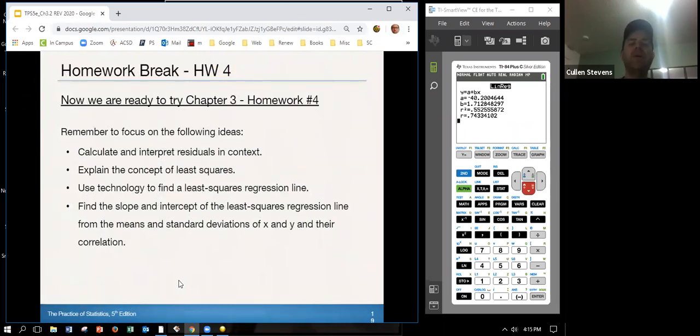So remember, we want to calculate and interpret the residuals in context. We want to explain the concept of least squares. We use technology to find the least squares regression line, and we found the slope and intercept of the least squares regression line from the means and standard deviations of x and y and their correlation. That last one, we don't have as much. Kind of finding it by hand. That's something that is almost never on the test, and we're predicting that it's not going to be on ours either way. We'll look at it a little bit and talk to you about how that works, but it's not something that we have to worry about at this time.